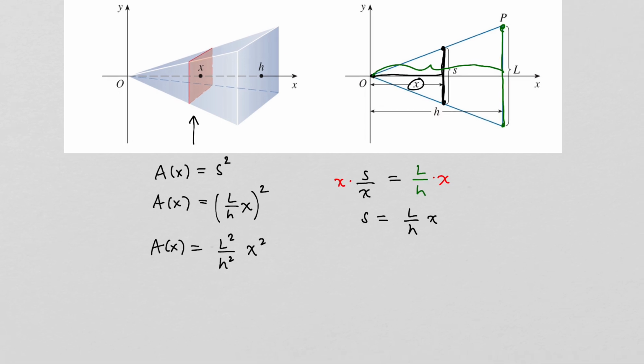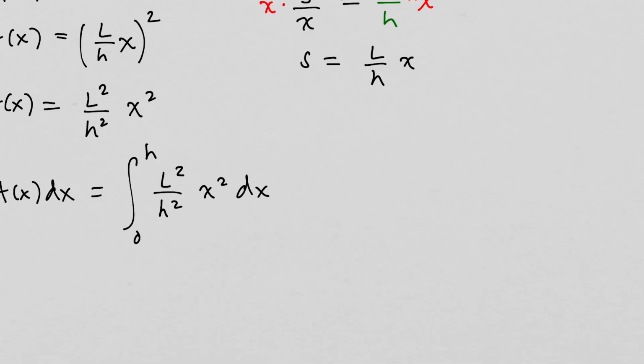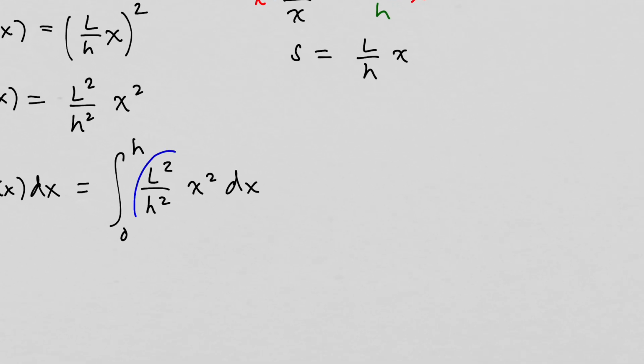Now to get the volume, we are simply going to take the integral from a to b of that cross-sectional area with respect to x, and that is the integral from x equals 0 to x equals h of the cross-sectional area, which is L squared over h squared times x squared, dx. Now let's keep in mind that this here is a constant with respect to x, so that can be factored out of the integration.